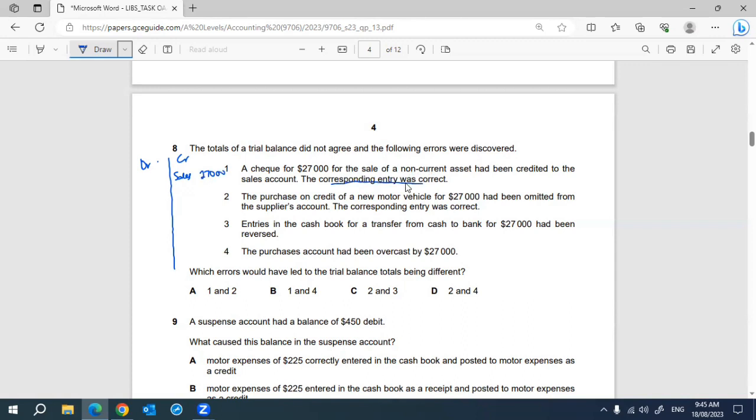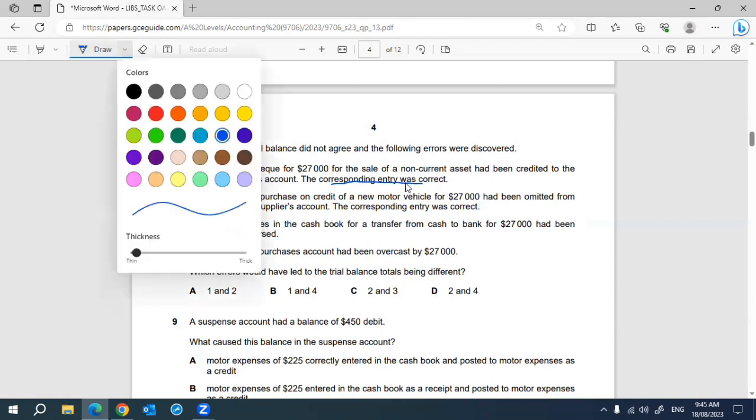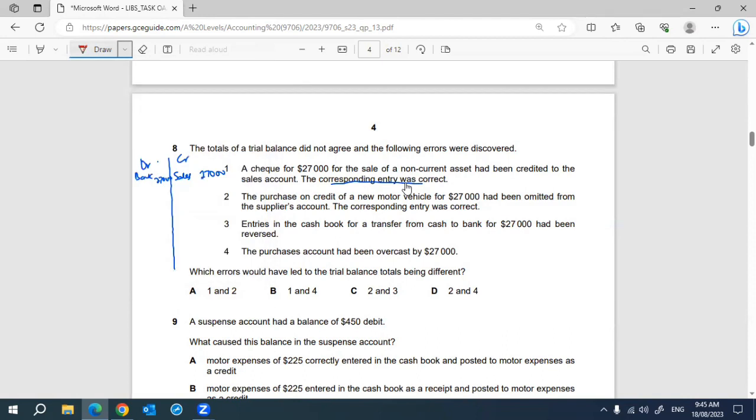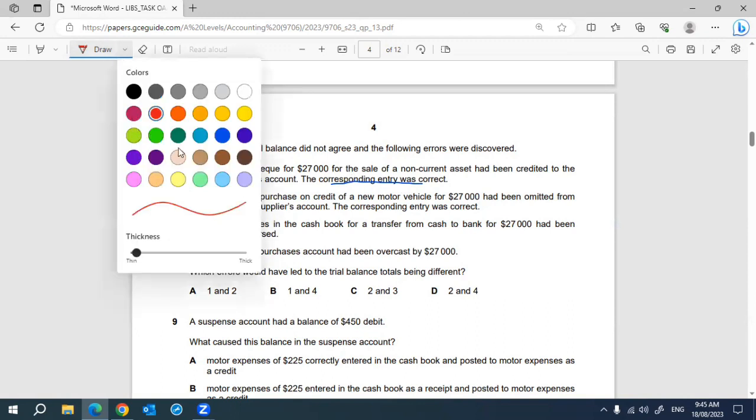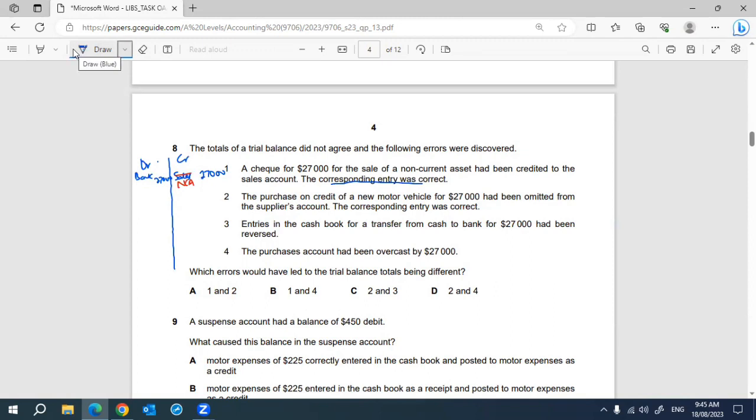The corresponding entry was correct. So what this means is we have correctly debited the bank account with the correct amount. So what is wrong here is the credit side, not the amount, but the name of the account. So it should have been non-current assets instead of sales. So this error, although it has happened, will not affect the trial balance. So this is not what we're looking for. We're looking for answers which affect the balancing of the trial balance. So the trial balance can still balance. So therefore, this option is not accepted.